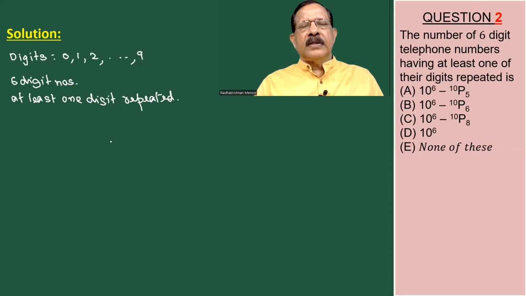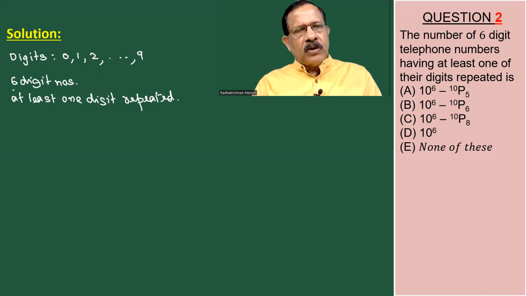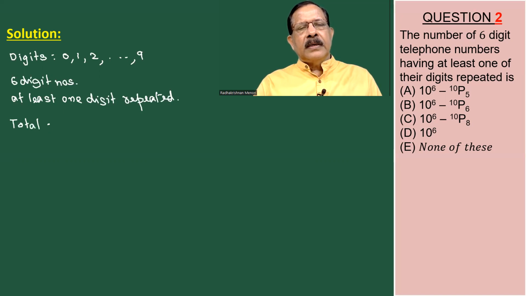So here we are using the method: if at least one digit is repeated, we subtract the numbers where no digit is repeated from the total number of 6-digit numbers. Total, okay? Total 6-digit numbers.